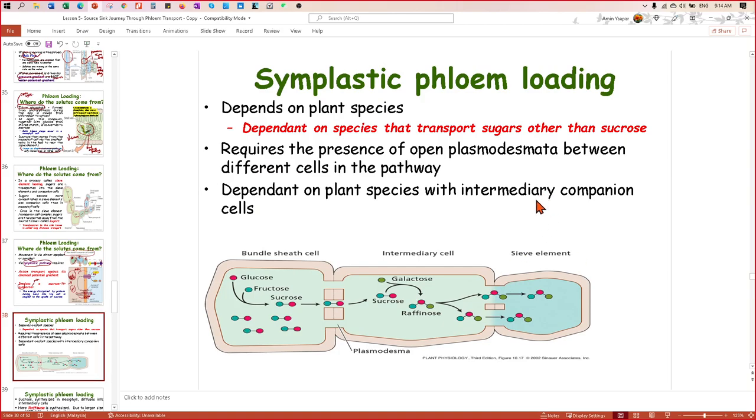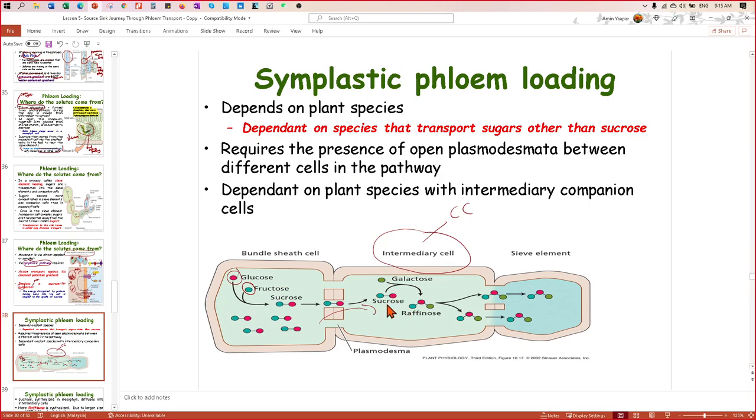Let's look at this phloem loading. This is the bundle sheath cells. And then you can see here the intermediary cell. Remember, the intermediary cell is one type of companion cell. Look at here. In the bundle sheath cell, you only have your glucose and your fructose. They all go into the intermediary cells.